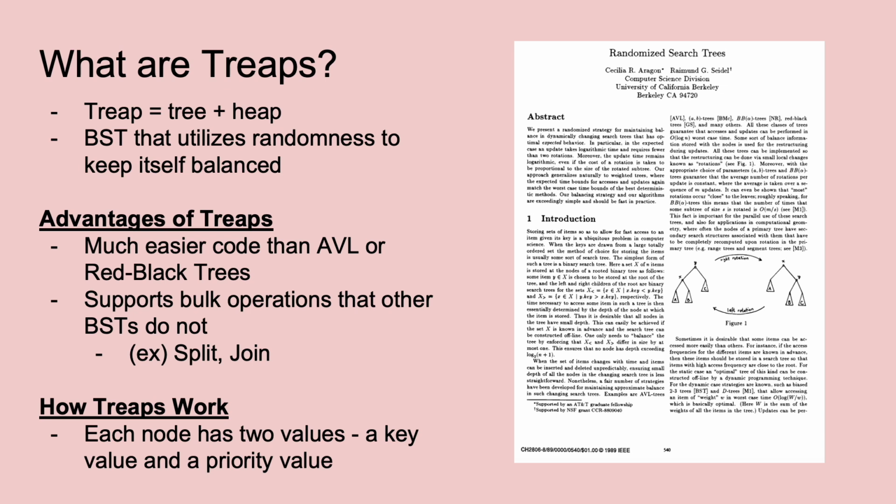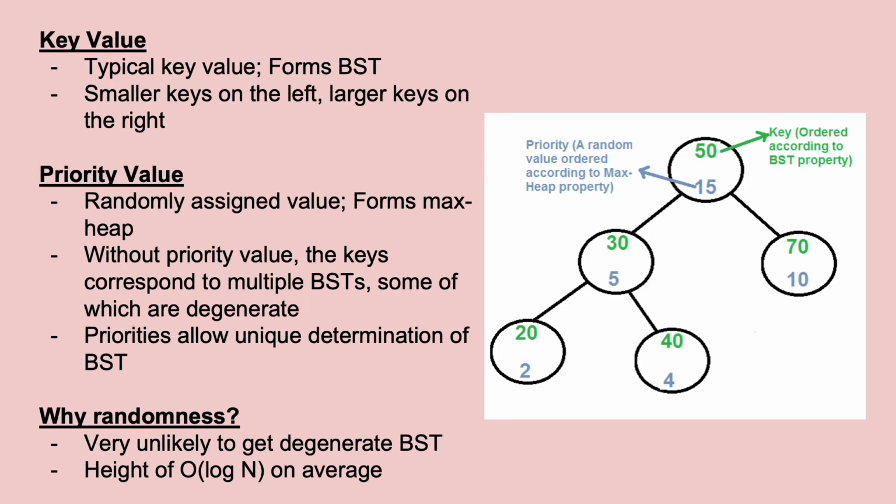The nodes of a Treap have two values, a key value and a priority value. The key value is the same as in any BST. For any node, all nodes in its left subtree have smaller key values, and all nodes in its right subtree have larger key values. The priority value is a value that is randomly assigned to each node, and they are arranged in a max heap. So for any node, all nodes below it have smaller priorities.